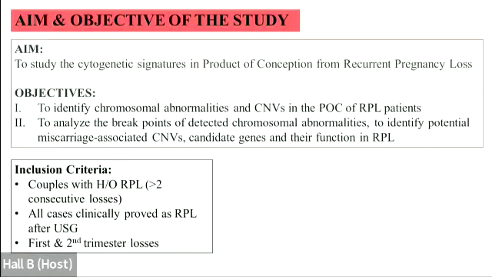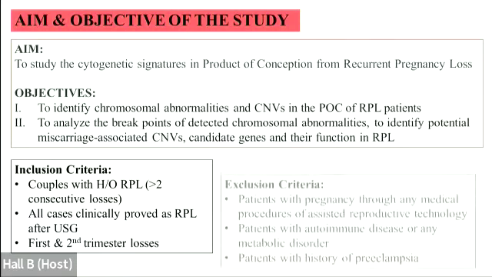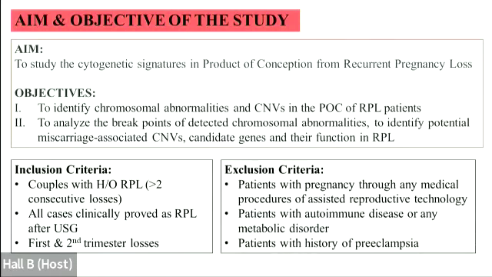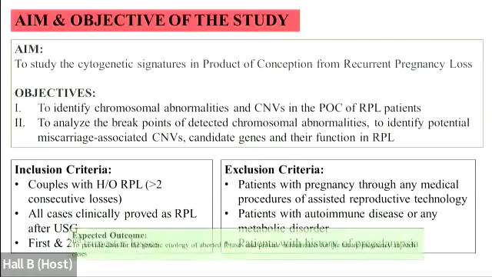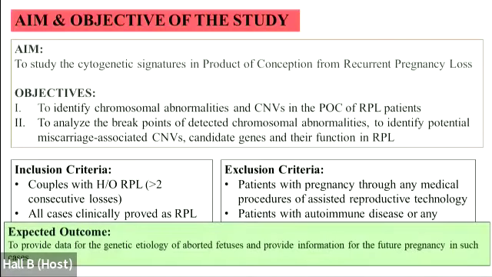So the inclusion criteria we had were patients who had a history of RPL, more than 2 consecutive losses, which were clinically proven by ultrasound or some pathophysiological examination, and we included first and second trimester losses. However, we excluded the patients who had undergone pregnancy using some assisted reproductive technology, patients with autoimmune or metabolic disorders, and patients with a history of preeclampsia. We expected the outcome that this study will provide us data for the genetic etiology of aborted fetuses and provide information for future pregnancies in such cases.